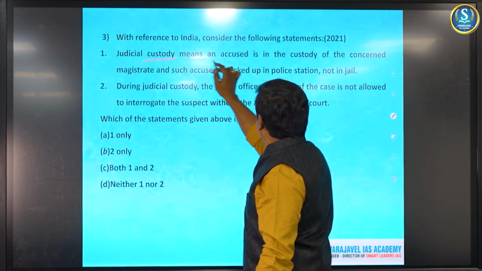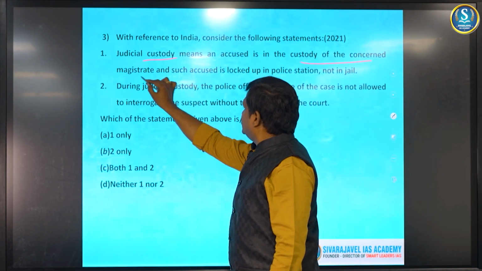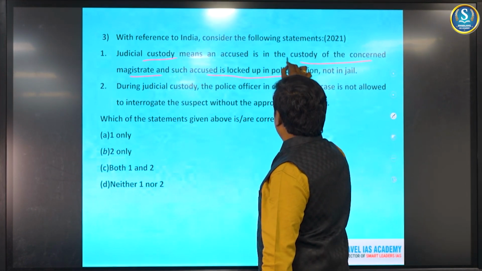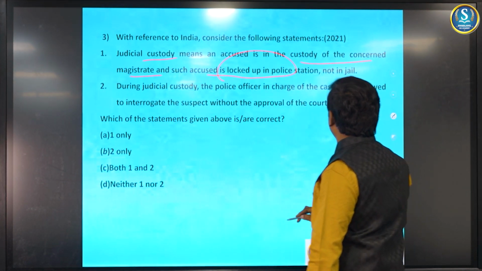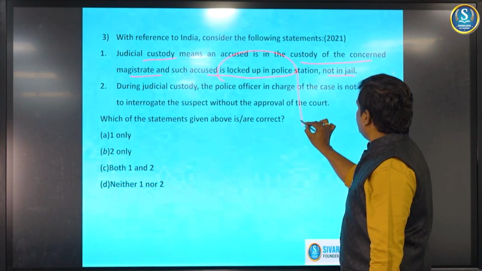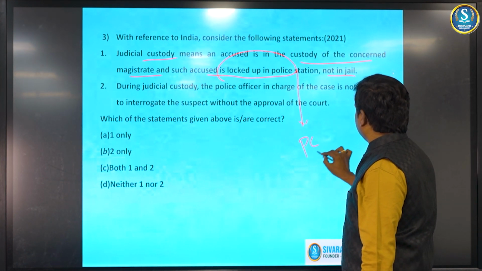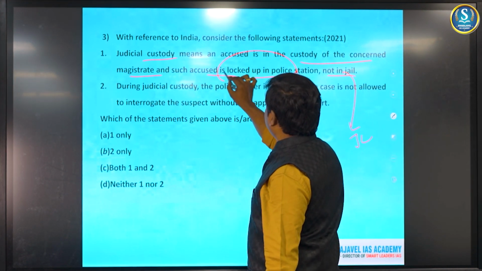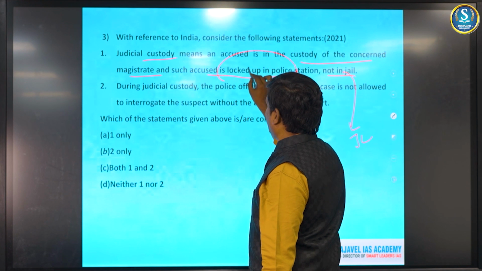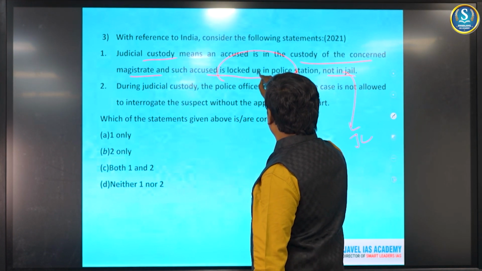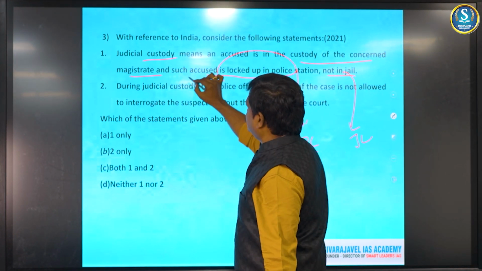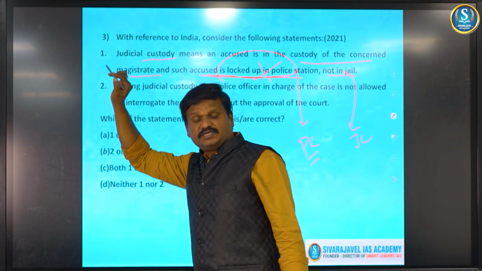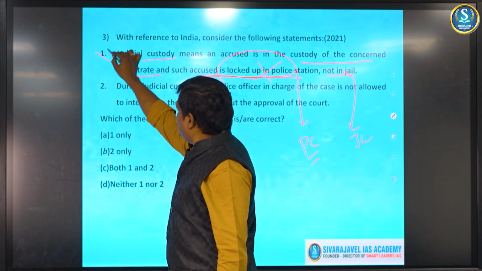What does judicial custody mean? Custody of the concerned person under the concerned magistrate. Statement one: the accused is locked up in the police station, not in jail. We told that if you are locked up in a police station, it is called police custody. If you are put in jail, it is called judicial custody. So the first part is right, but the second part is wrong, that the accused is locked up in jail, not in police station. Even though the first part is right, the second is wrong. So the first statement is wrong.